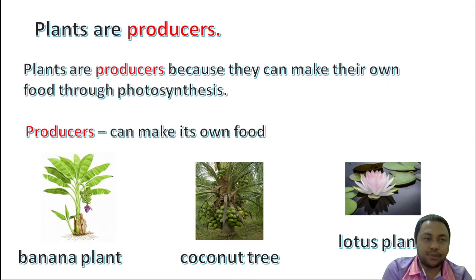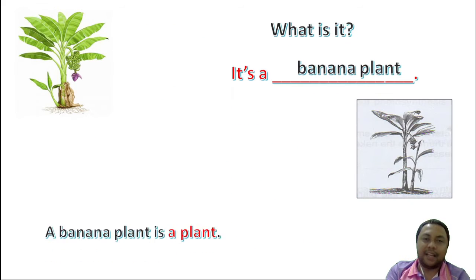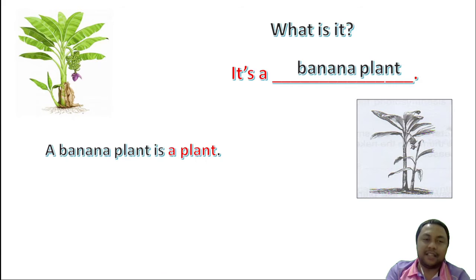Plants are producers because they can make their own food through photosynthesis. So, producers can make their own food. Examples of producers are banana plant, coconut tree, and lotus plant. What is it? It's a banana plant. A banana plant is a plant. So, a banana plant is a producer.